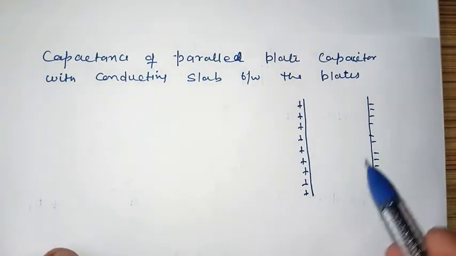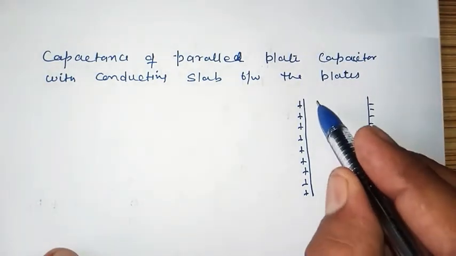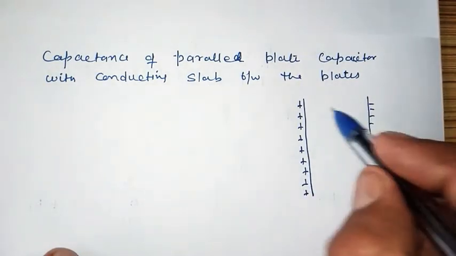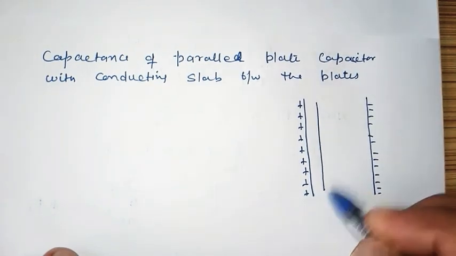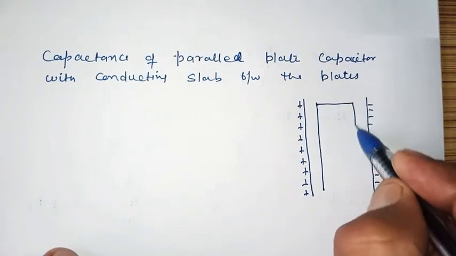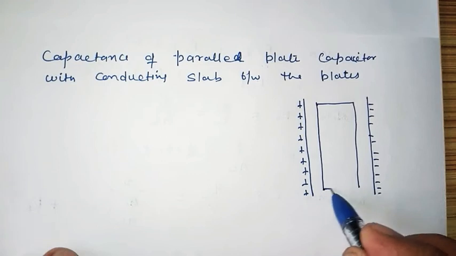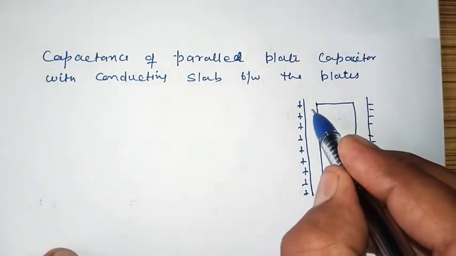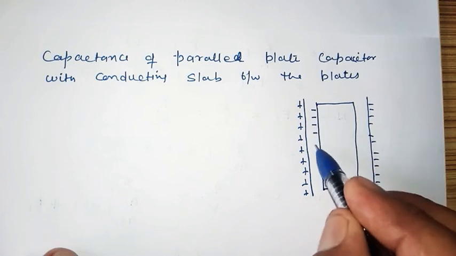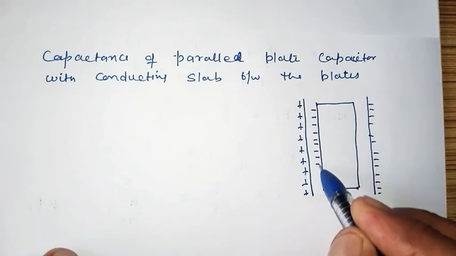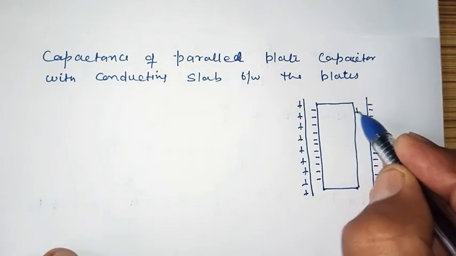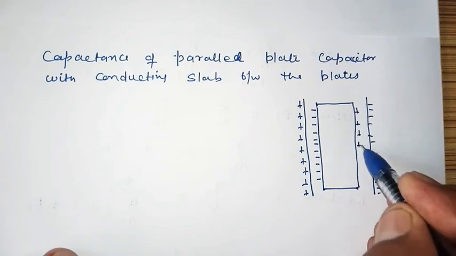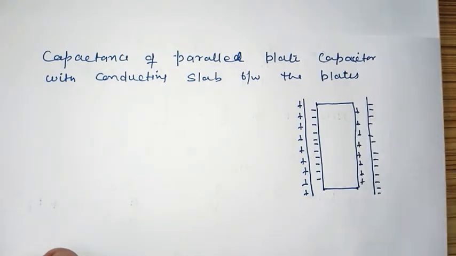So now you have to introduce a conducting slab. So let this be a conducting slab here. So due to induction here negative charge will appear, and in this way positive charge will appear on this side. This is the conducting slab.